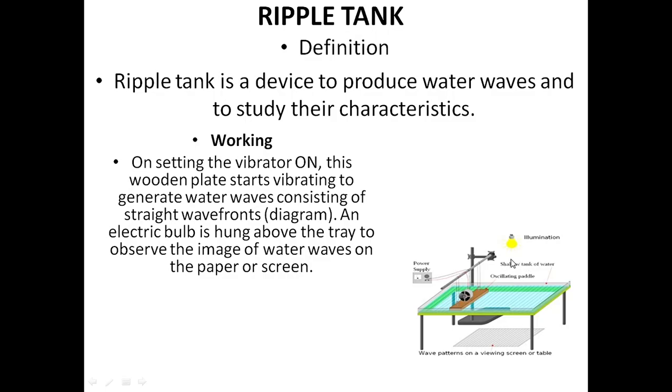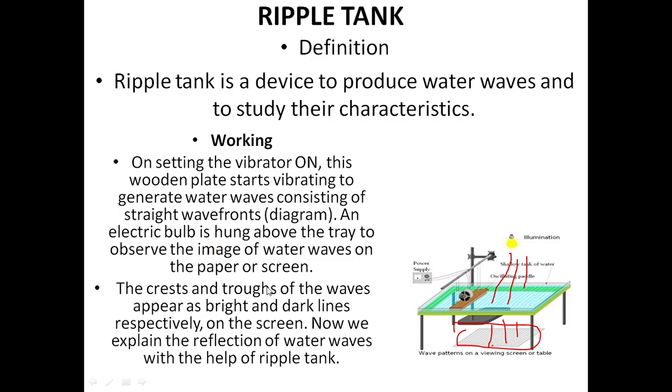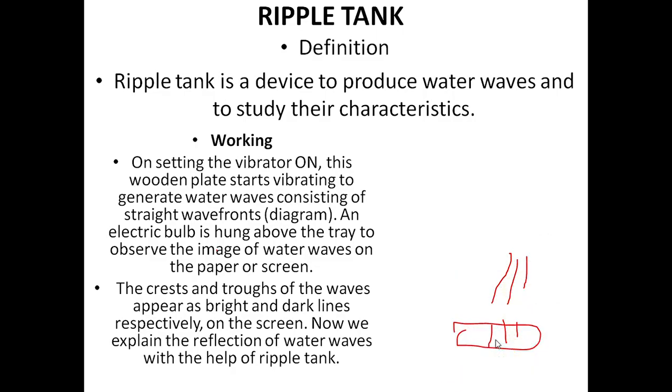You can see very clearly the light will come over here like this, and basically pass through over here like this, and we can see the shadow right over here. The crest and trough of the wave appear as bright and dark fringes, especially on the screen. Now we explain the reflection of water wave with the help of ripple tank. You can see the waves, basically some are dark, some are light, which can be seen clearly. Now we can clear it out.